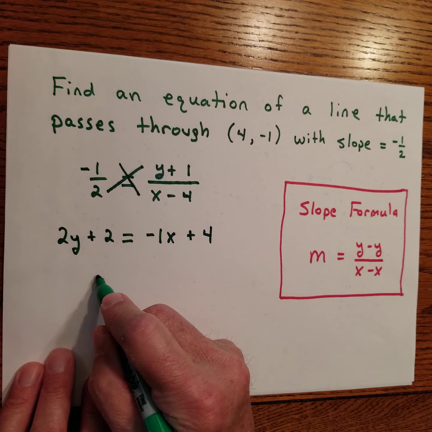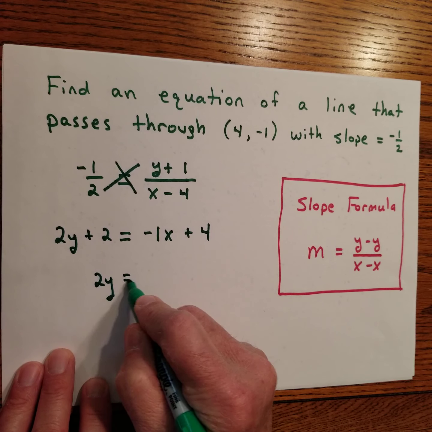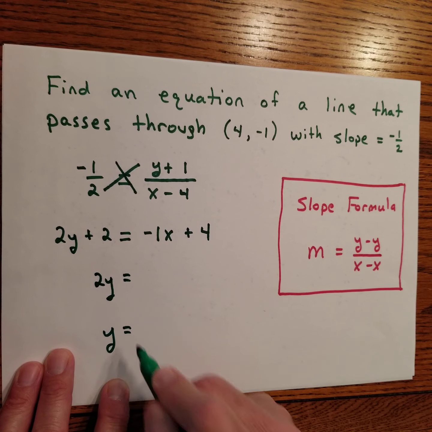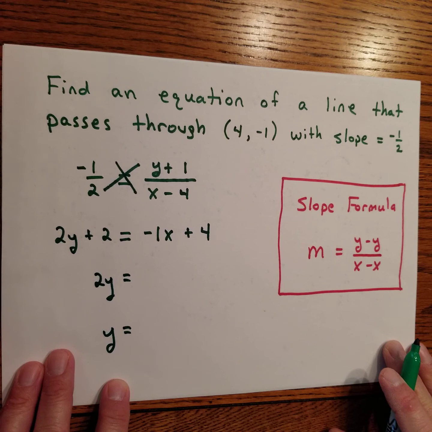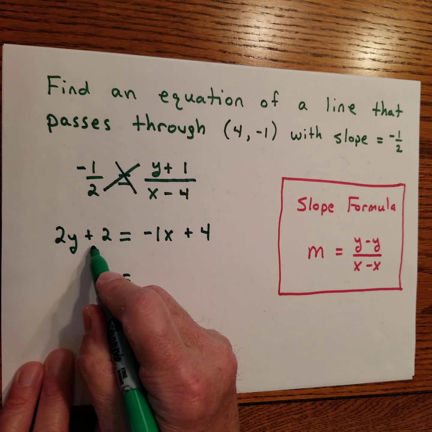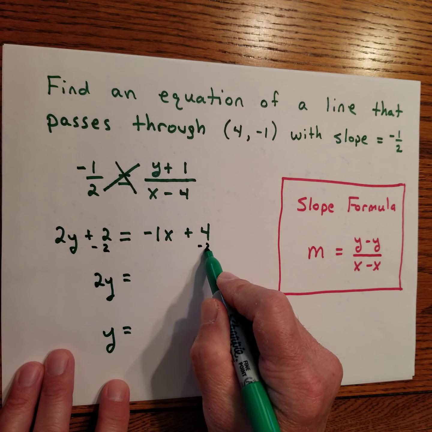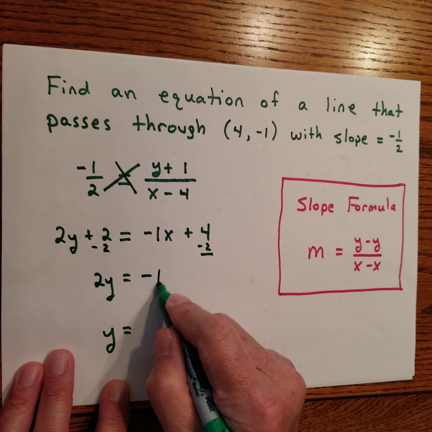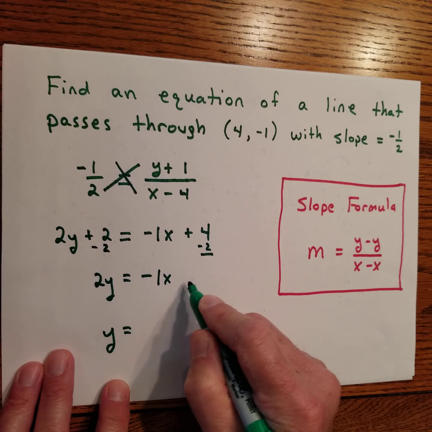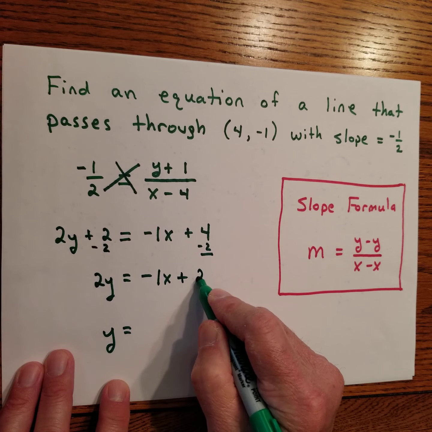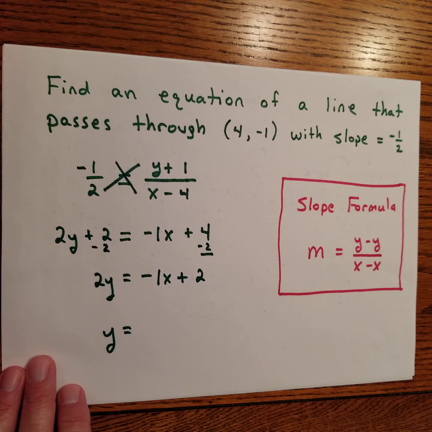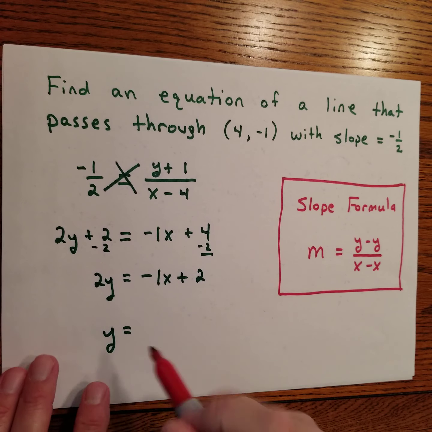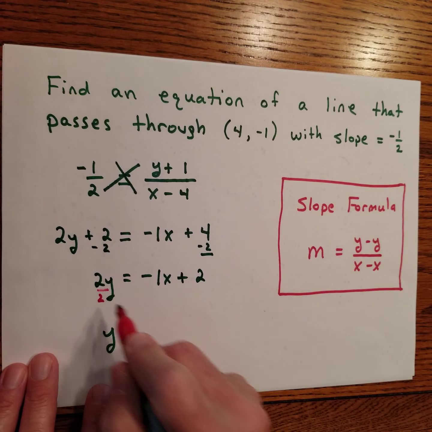Now let's get y by itself. I can do that in 2 lines of work. First, get rid of the +2. 4 minus 2 is 2. Now get y by itself by dividing by 2.